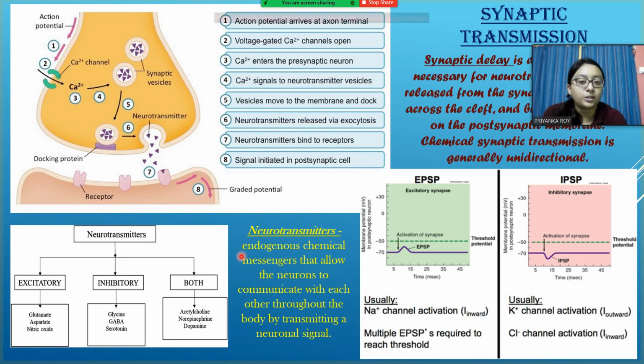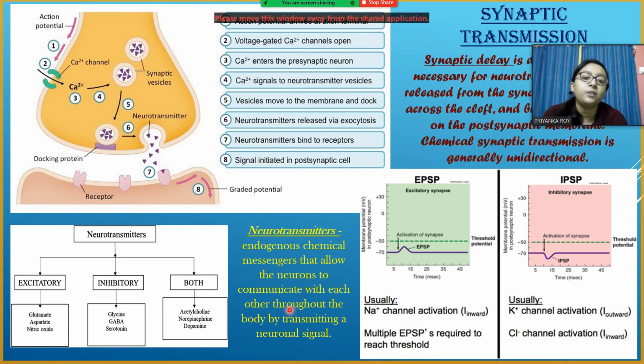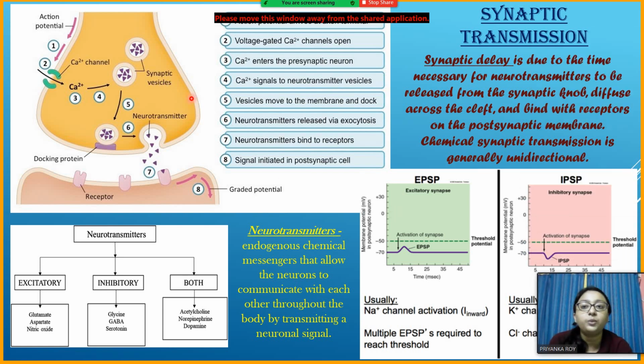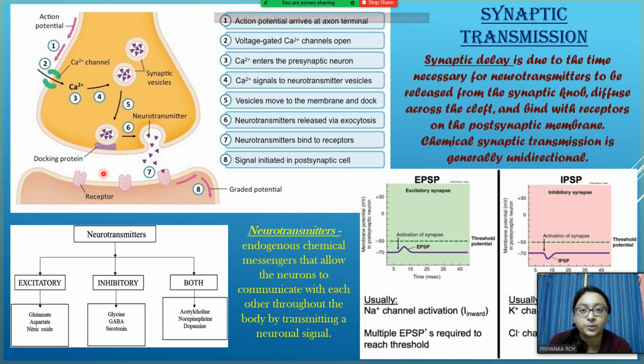So what is a neurotransmitter? Neurotransmitters are basically endogenous chemical messengers that allow the neurons to communicate with each other through the body by transmitting a neuronal signal. So by means of these small chemical molecules, the neurons are able to transmit their signal from one end to the other end. Okay, so this is the basic mode of synaptic transmission.